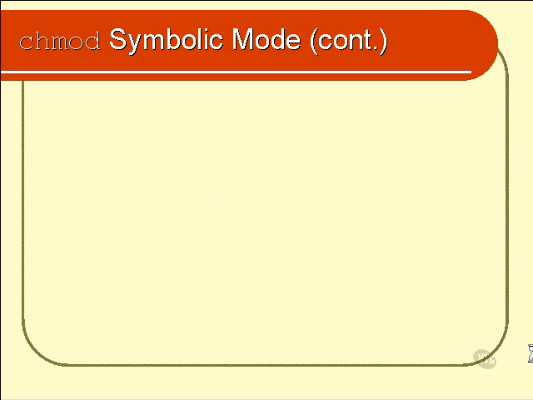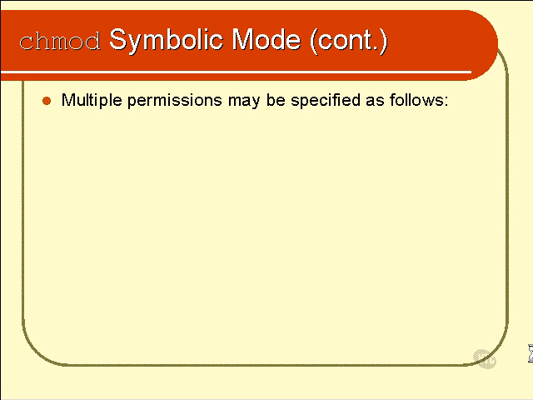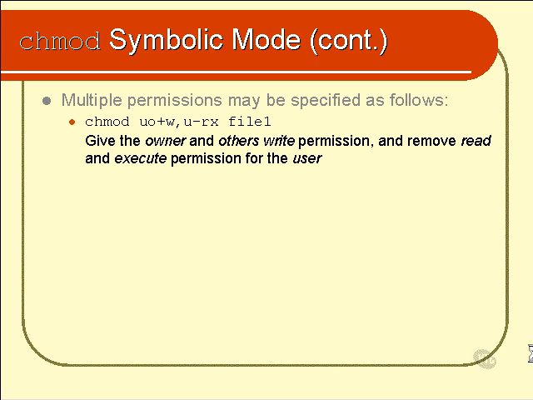To make it easy for you, they offer multiple permissions specifying in the same command, like the following. The sets of permissions are comma separated, but there's no space before or after the comma. So uo plus w would give the owner and others write permission. The comma means I'm about to specify another set of permissions. Take away read and execute permission for the user. If you use Chmod in that way, you cut down on the number of times you have to run the Chmod command.